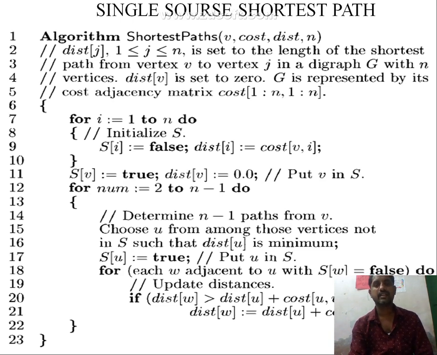and go for the single source shortest path. Simply we can say Dijkstra's algorithm. We can say the only single value.